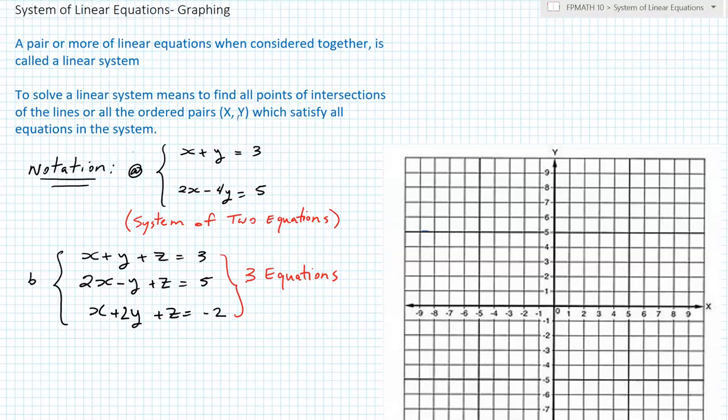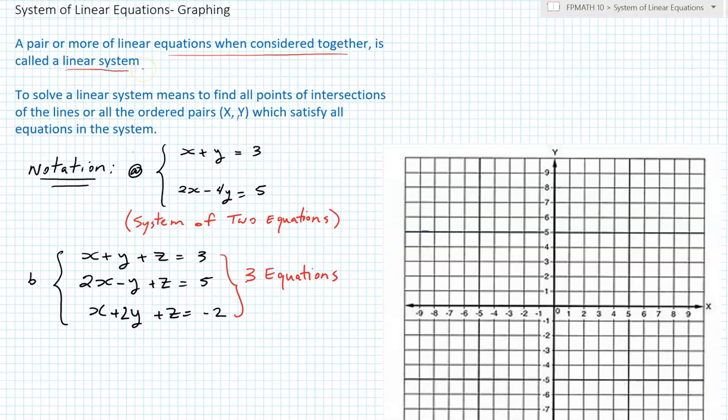Hello again. So today we are going to talk about systems of linear equations. This is the unit that follows the linear equations and graphing unit. So basically, whenever you have a pair or more than a pair, 3, 4, 5 linear equations, when considering all of the equations at the same time, considering them together, they're called a linear system.